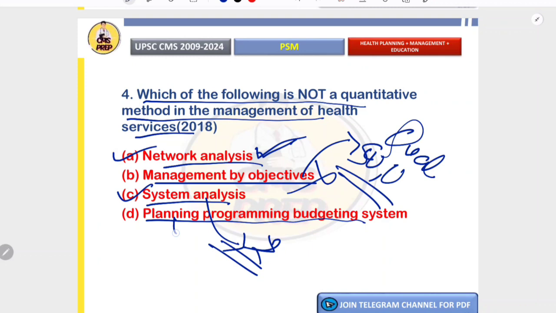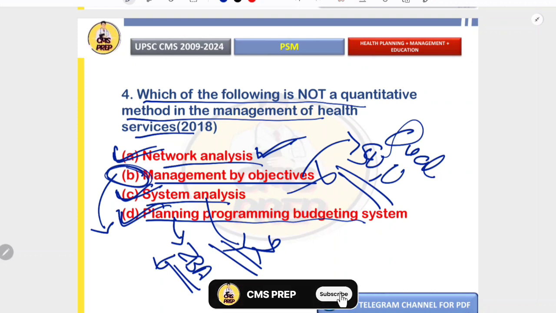Planning, programming and budgeting system. This is a type of quantitative health management technique. In this, a zero budget approach is adopted. What this means is that no fresh budget allocation is done unless the previous is zero. It helps in resource allocation to achieve objectives in the most efficient way. So these three are types of quantitative management and this is a type of qualitative management, and hence is the odd one out and the correct answer.